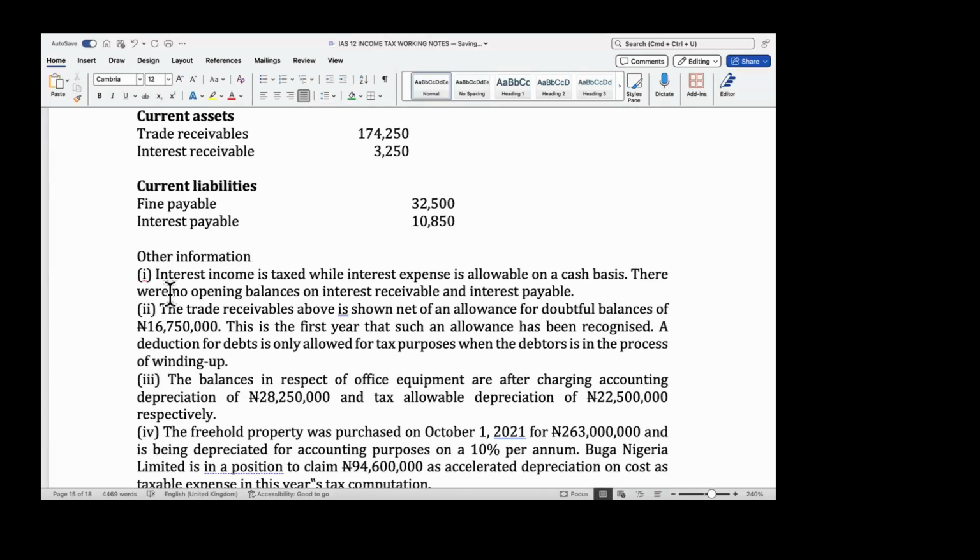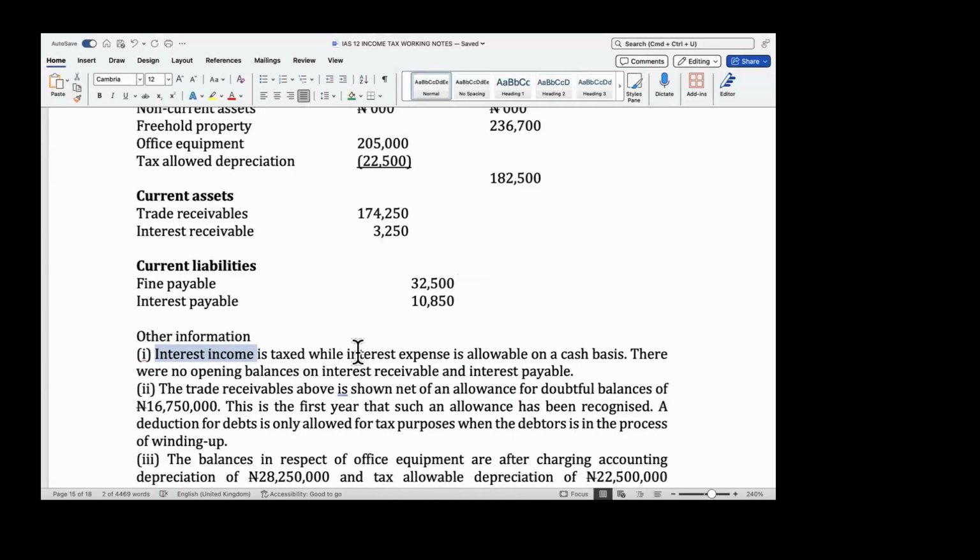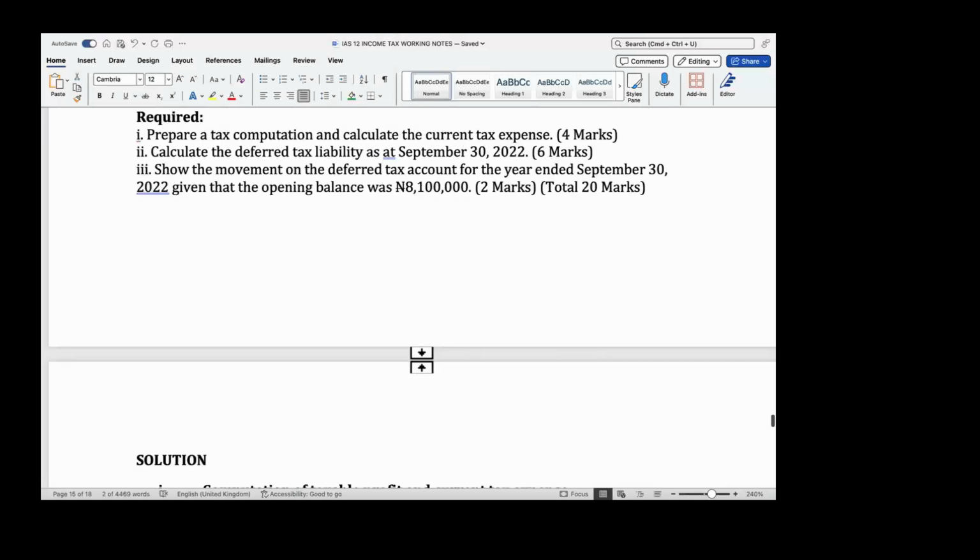Going forward, I can see from this note one that interest income is taxed and interest expenses are allowed on a cash basis. That means the interest income will be taxed maybe next year or in the future, and the interest expense will be deductible next year or in the future, when the cash is involved. So the disallowable expense here now is the interest expense, because the tax authority will disallow it now, saying you haven't paid it. So let's disallow the interest expense.